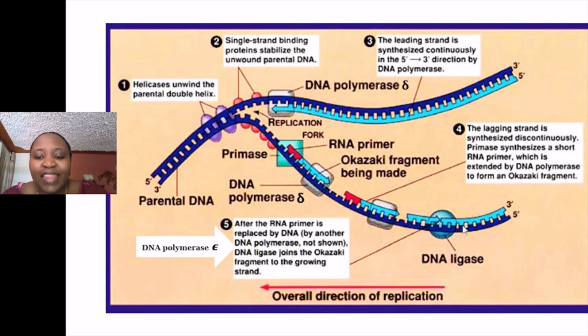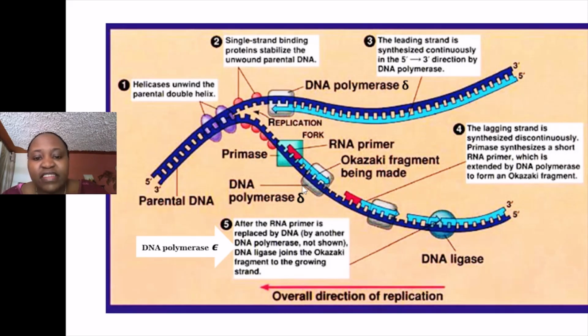Now, on the other strand of the parental DNA that is 3' to 5', we also have synthesis of a new strand, but this one we call the lagging strand, and it is synthesized discontinuously. Discontinuously is because we have the addition of RNA primers. You can see the red, the RNA primer is added by the enzyme primase here. So this primer is made, and from the primer there is the extension, the addition of nucleotides, by DNA polymerase delta.